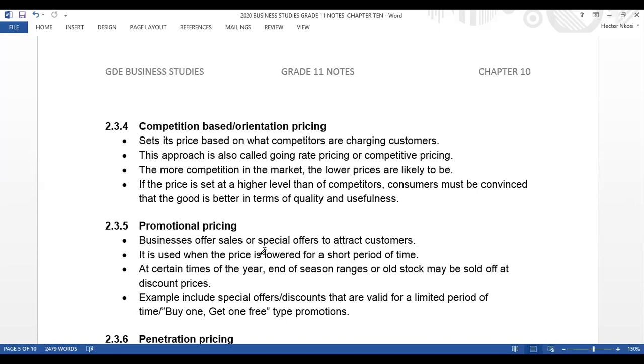Then we look at your demand-orientated pricing, which is your competition pricing. This one sets the price based on what competitors are charging customers, right? This approach is also called going rate pricing or competitive pricing. The more competition in the market, the lower prices are likely to be.